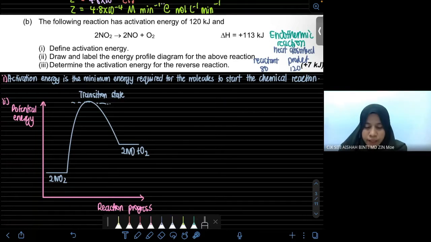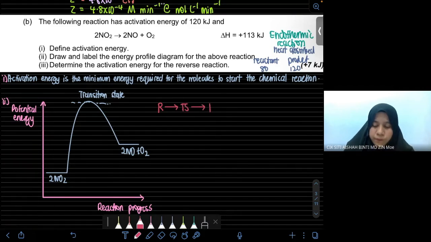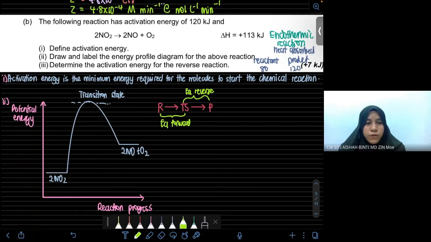Once that is labelled, what we should label next is our activation energy forward, activation energy reverse, and our delta H. From what we have learned in 1.2, the reactant will first undergo the transition state, and then form our product. So from the reactant to the transition state is our activation energy forward, while the product to the transition state is activation energy reverse.